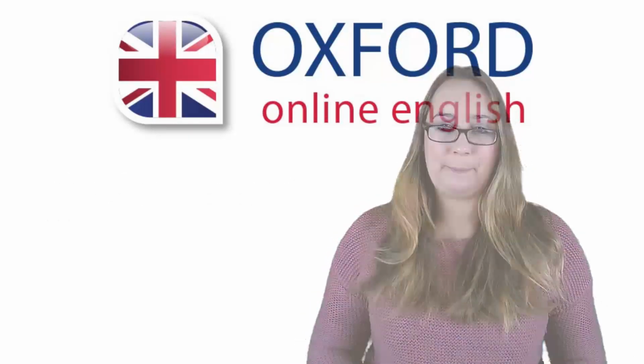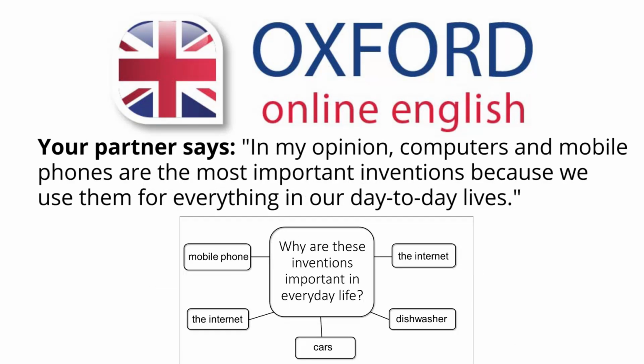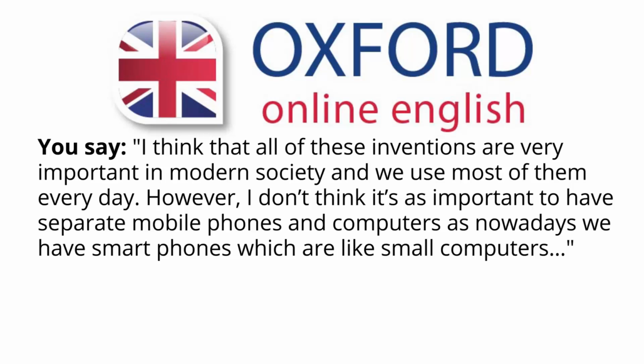Have a look at this question. The question is, why are these inventions important in everyday life? Your partner begins and says, "In my opinion, computers and mobile phones are the most important inventions because we use them for everything in our day-to-day lives." Now look at this sample answer. I think that all of these inventions are very important in modern society and we use most of them every day. However, I don't think it's as important to have separate mobile phones and computers as nowadays we have smartphones, which are like small computers.